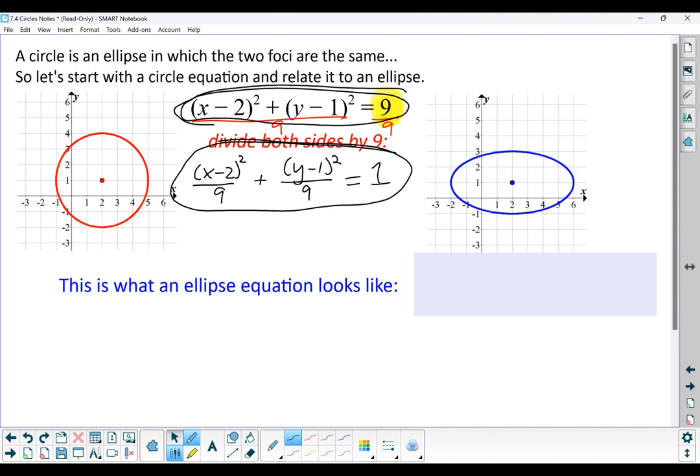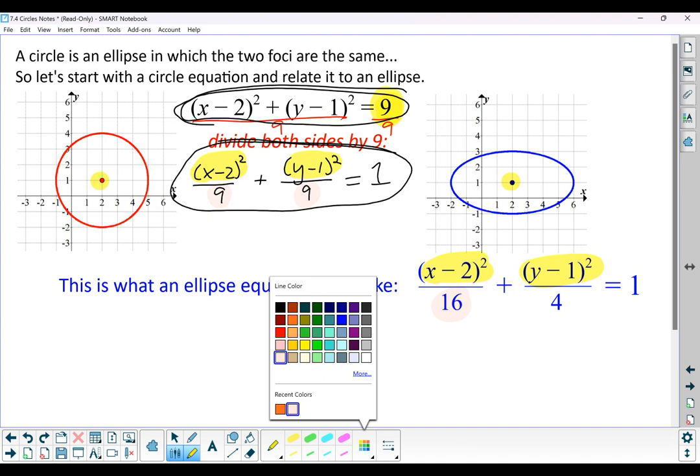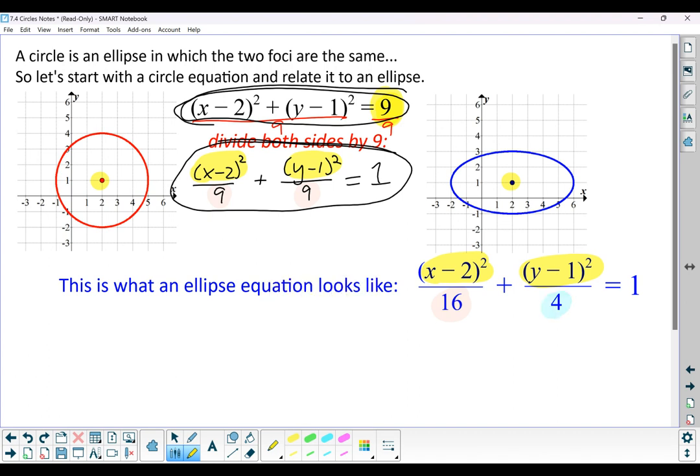So I want to compare this second equation to the equation of this blue ellipse. Here is the equation of the blue ellipse. You can see they do have a lot of similarities. They both have an x minus 2 squared and a y minus 1 squared, and that is marking the center of both of the shapes. Something that is different about them is that the circle has the same number on the bottom of both of its fractions, and on the ellipse, those two numbers are different from each other. Something they have in common is that they both have that 1 at the end.